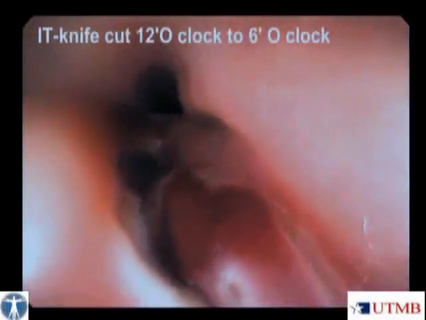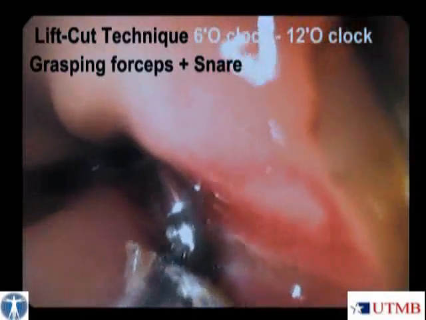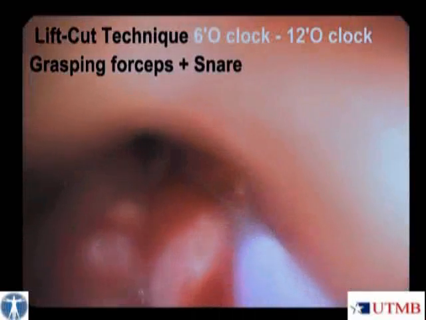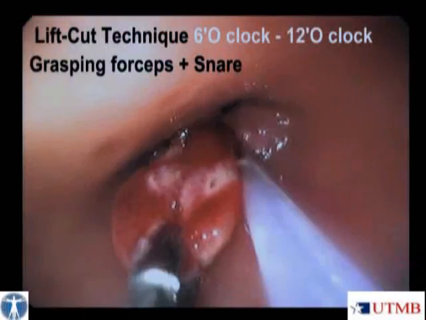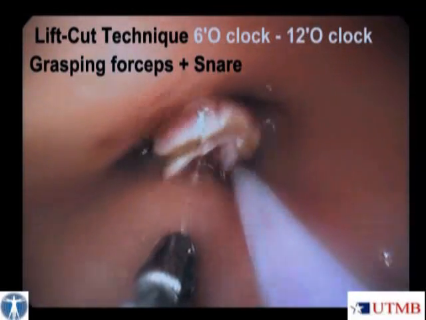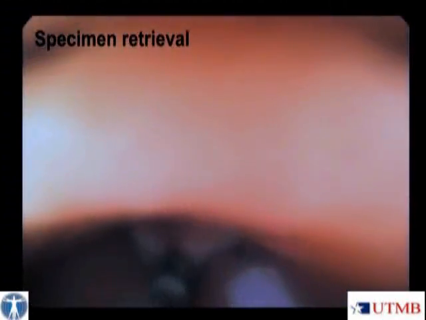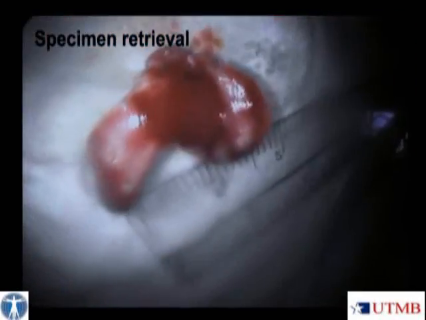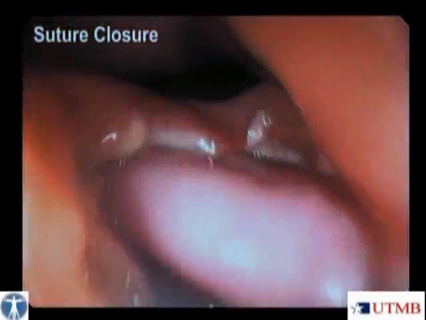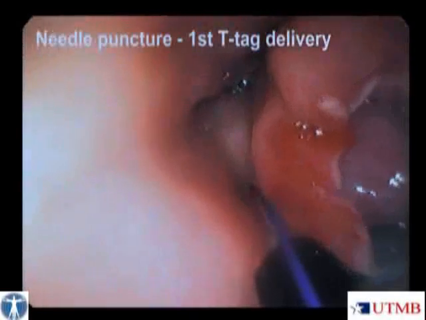Subsequently, using a grasping forceps and a snare, the remaining half of the circular area was resected using the lift and cut technique using pure coagulation set at 25 watts. Following the resection of the specimen, it was retrieved using a grasping forceps, and subsequently suture closure was undertaken. Suture closure was undertaken from the proximal to the distal side of the perforation.